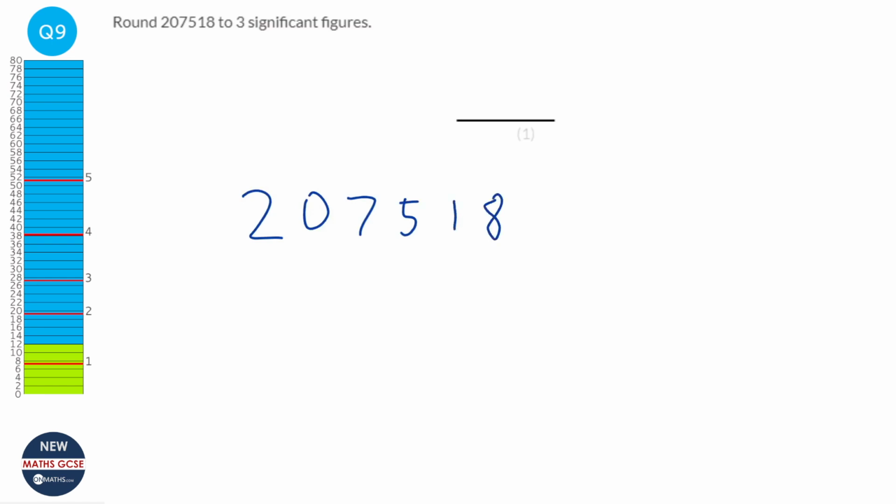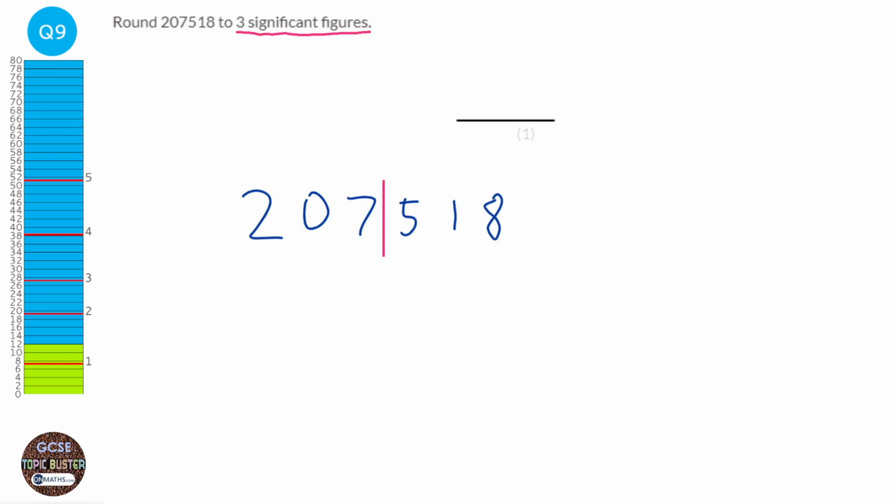And we're asked to round this to 3 significant figures. Basically what that means is, starting from the left-hand side, it's 3 numbers that we want. So 1, 2, 3, and we're going to do our line after that third number. You start counting from the first non-zero digit. The first digit there was 2, so we started counting.